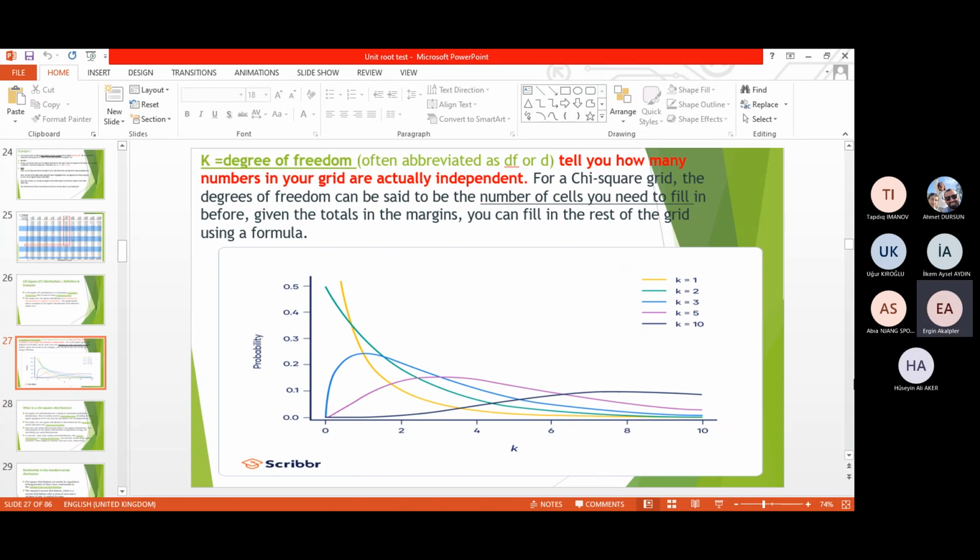The degree of freedom, often abbreviated as DF or D, tells you how many numbers in your grid are actually independent. For a chi-square grid, as you are observing given here, the degree of freedom can be said to be the number of cells you need to fill in before, given the totals in the margins, you can fill in the rest of the grid using a formula. This is of course not strictly necessary, but it is given to you to see how it affects and changes the model, because this is also important.